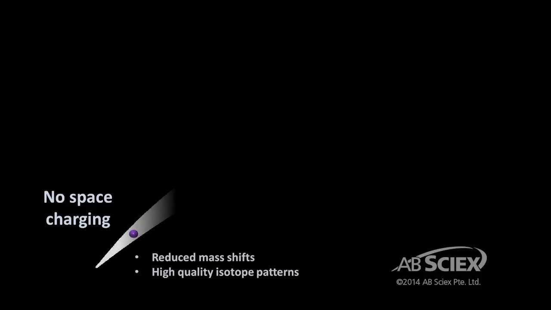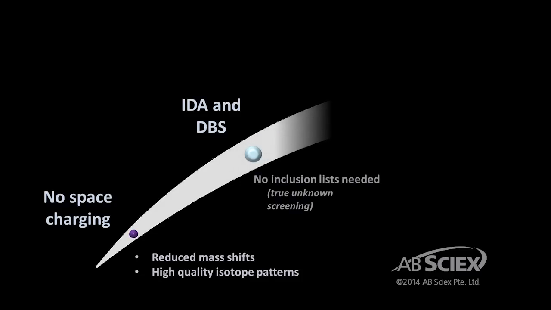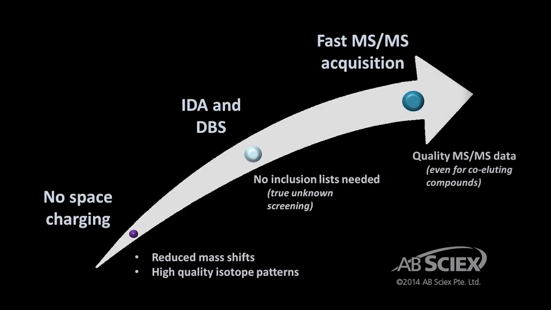First, the TripleTOF does not suffer from space charge effects, meaning you get reduced mass shifts and better quality isotopic patterns for your detected peaks. Second, the TripleTOF collects data using Information-Dependent Acquisition, or IDA, with Dynamic Background Subtraction, or DBS. This means you are able to perform true unknown screening without inclusion lists and feel confident you will collect MS and MS-MS information on any detected peaks. Finally, the TripleTOF is able to acquire data at up to 50 MS-MS spectra per second, enabling you to collect quality MS-MS spectra even for co-eluting peaks.